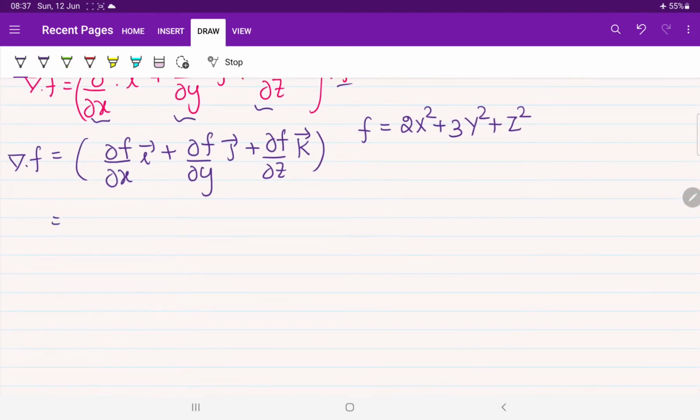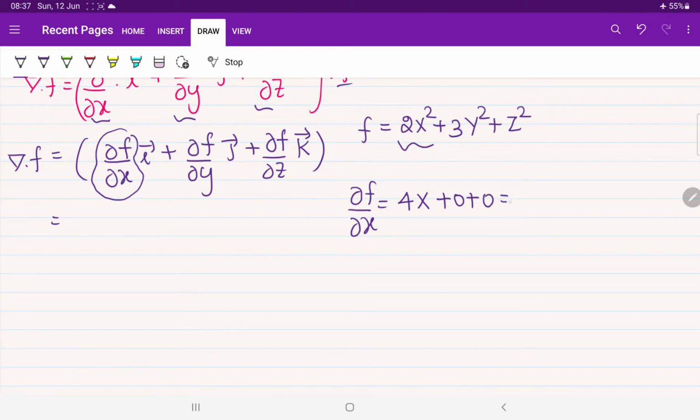Let me continue further. If you observe the first term in this gradient of f, that is dou f by dou x, it means we have to differentiate this function with respect to x. When we are differentiating with respect to x, all other variables will become constant. In the first case we have x square, differentiation of x square will become 2x, already 2 is there, so totally it will become 4x. The rest are going to be 0.